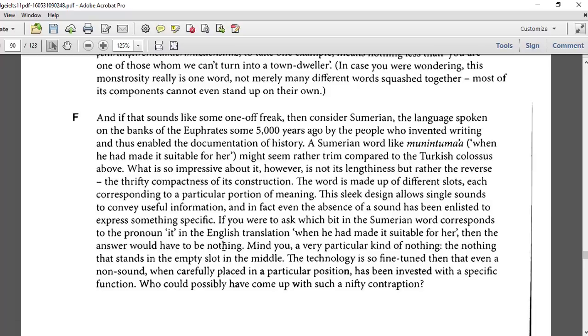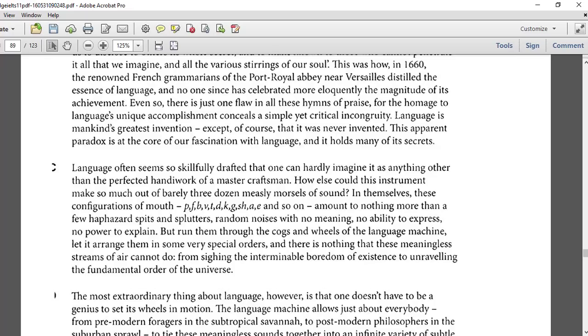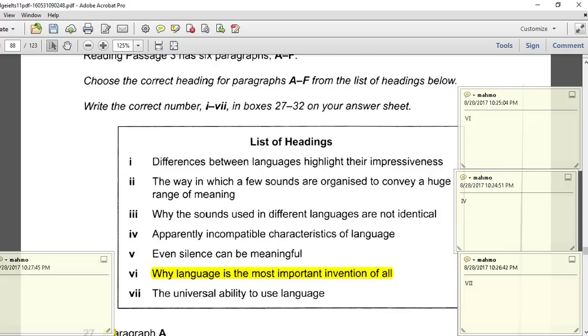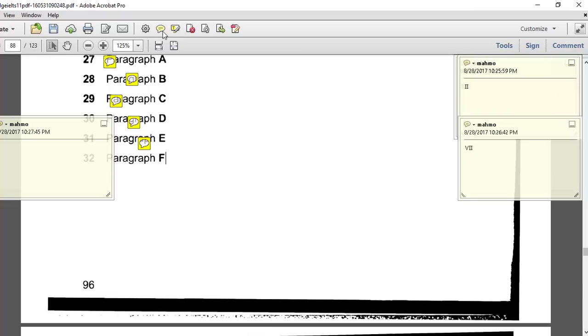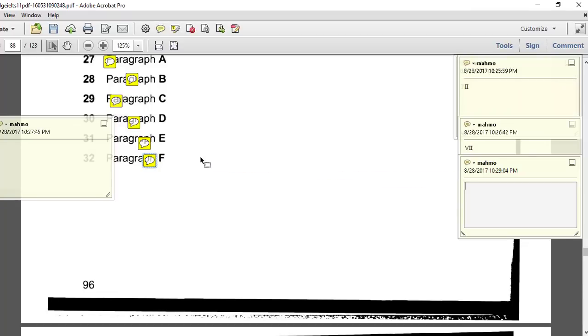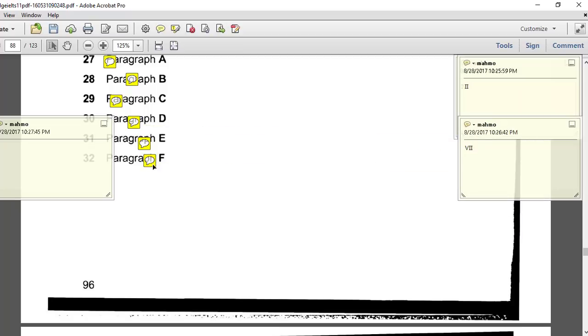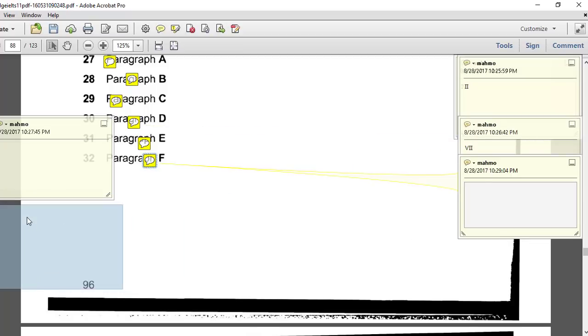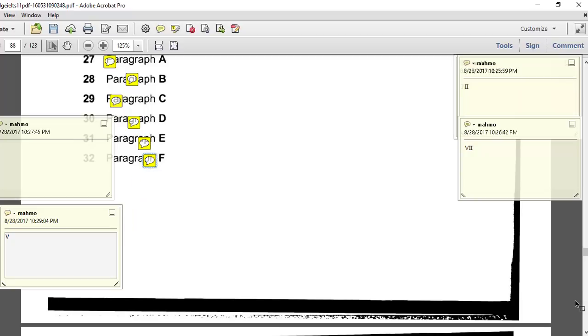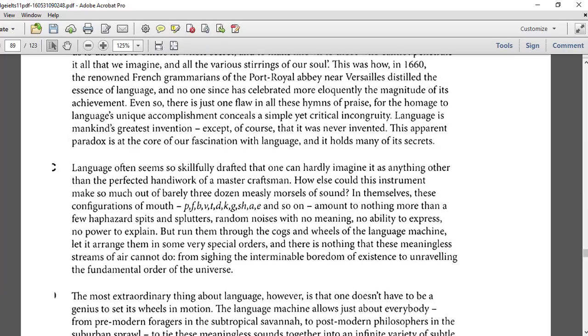Then the answer would be nothing, mind you, a very particular kind of nothing. So nothing means silence maybe. The nothing that stands in the empty slot in the middle. So the empty slot, it means silence, okay? Technology is fine-tuned, okay. So it's silence. Even silence has a meaning, which is number 5. Okay, move to the next question.